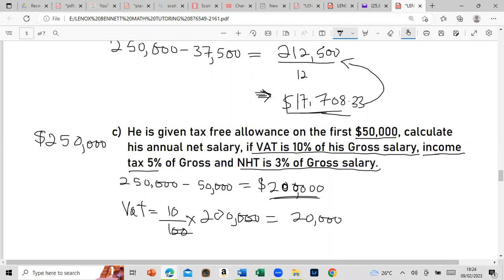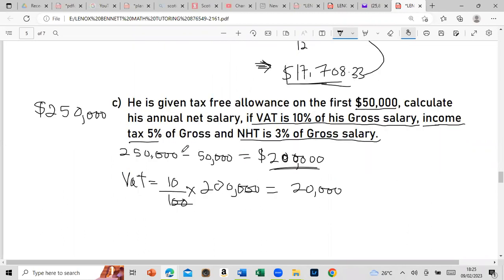10% is like dividing by 10, right? That's about 20,000. And we continue just like that. That means 5% will be 10,000. That's a half.